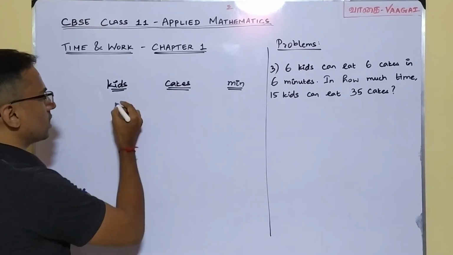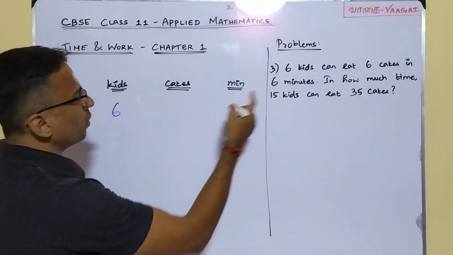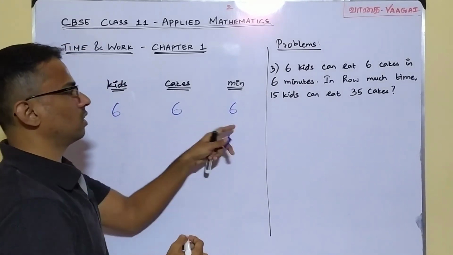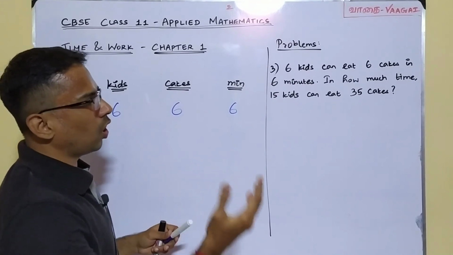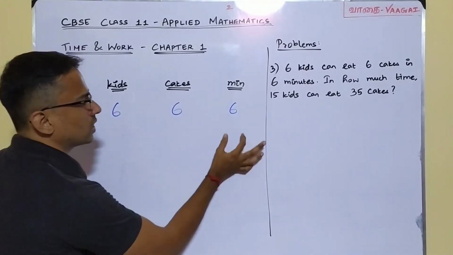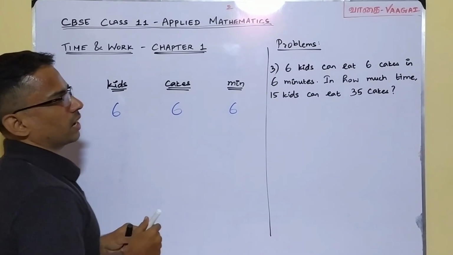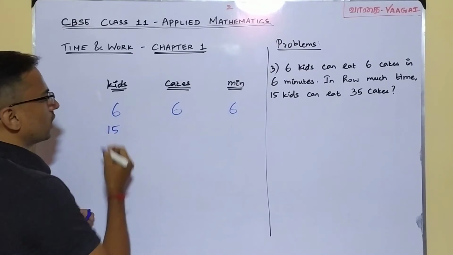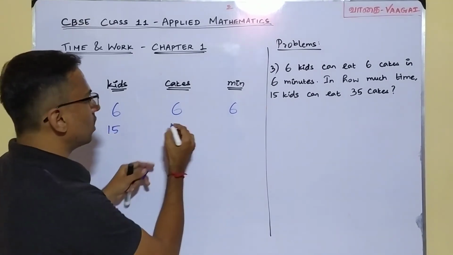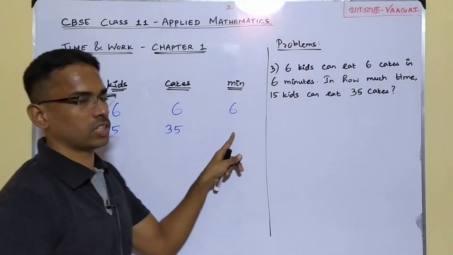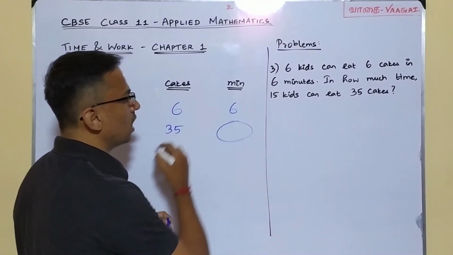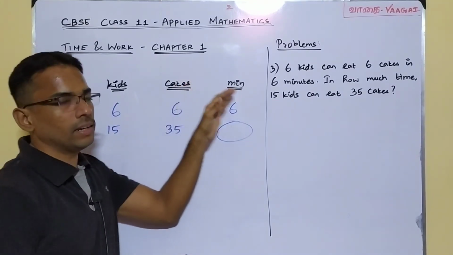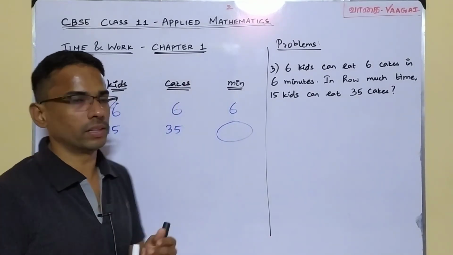So how many kids are there? 6 kids are going to eat how many cakes? 6 cakes, and they are taking 6 minutes. So everything is 6 in the first row, and our question is in how much time. The time is missing in this second case. 15 kids can eat 35 cakes. So 15 kids eat 35 cakes, for which how much time would they take? This question is actually a comparison of manpower, work and time. So we have to carefully remember that also.